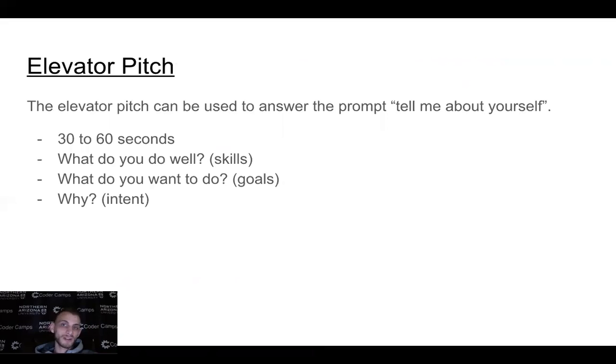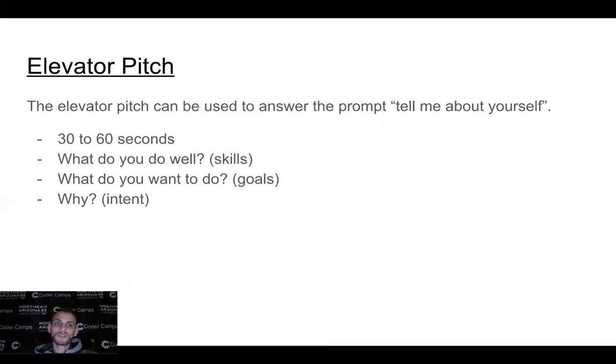And some people pull it off, but most people just sound nervous and unprepared. So you don't want to fall into that group of unprepared, nervous people. What you can do is prepare an elevator pitch. An elevator pitch is a technique you can use to answer the prompt, tell me about yourself.